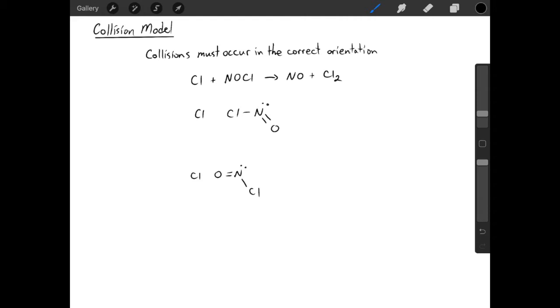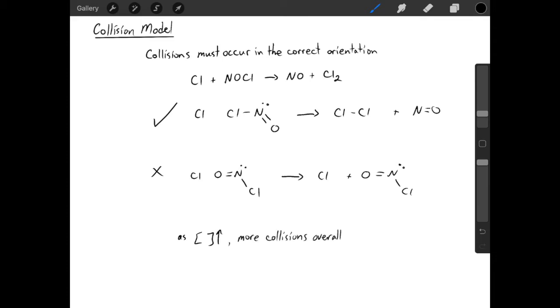I've omitted most of the electrons here for clarity, but in the first example you can see when the reactants collide, the chlorines will collide together. In the second example, when the reactants collide, the chlorine will impact against the oxygen and no reaction will occur. So again, the collision model implies that the right types of collision need to happen. And the odds of the right types of collisions occurring are going to increase as the concentration increases, simply because there are more reagent molecules and particles available to potentially collide.